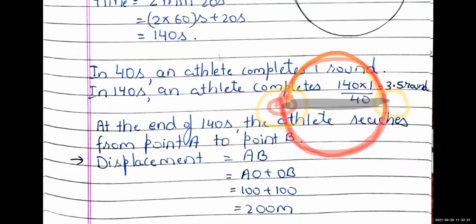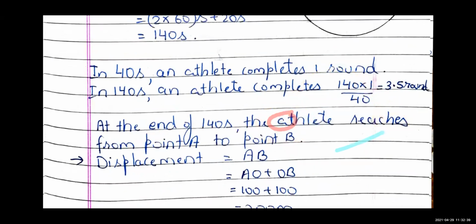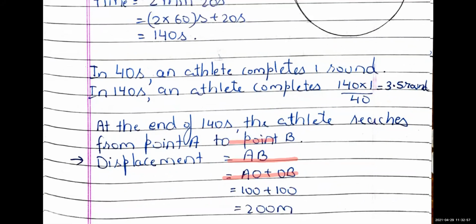So children, you can see the displacement is the shortest distance between the initial and final position. Initial is A, final is B. So AB is nothing but the diameter of the circle. Diameter is 200, that is radius 100 plus 100. So you can see that the displacement of the athlete at the end of 2 minutes and 20 seconds is 200 meter, right? Now let's find his distance covered.